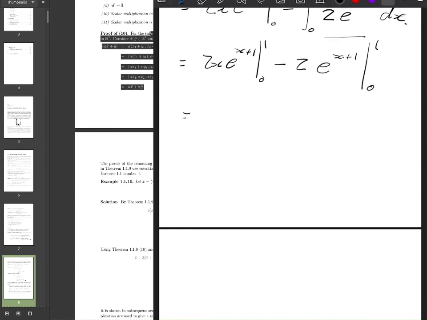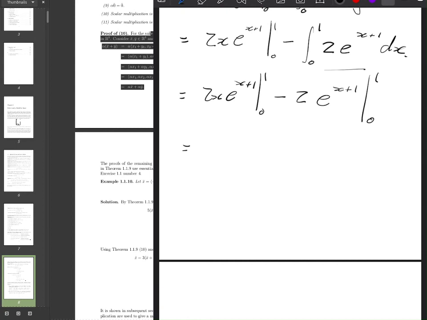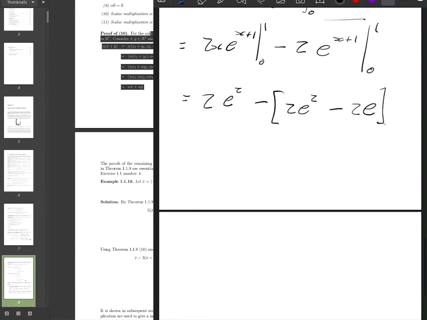And if we do that, what do we get? Here we get 2 times 1 times e to the 2, minus 2 times 0, that just falls away, minus 2 e to the 2, minus 2 times e. And that is what that looks like. And there we go.